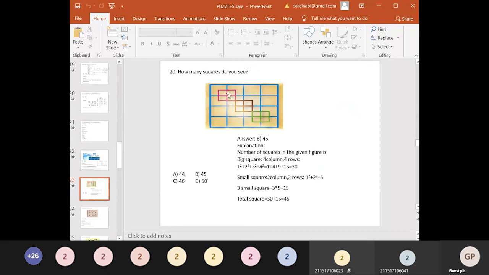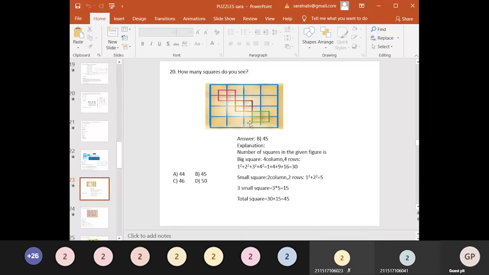And next we have to calculate for these 3 small squares, right, with the pink, brown and green. So these are 2 cross 2 squares, 2 rows and 2 columns. How should it be written? 1 square plus 2 square. So totally 3 small squares are there. For one I could calculate first: 2 rows and 2 columns, so 1 square plus 2 square, the answer is equal to 5. There are totally 3 small squares, so 3 into 5 is equal to 15.